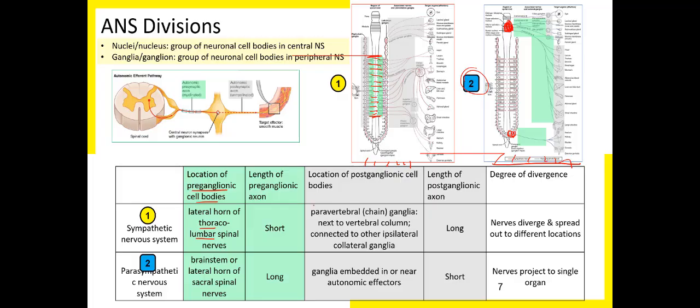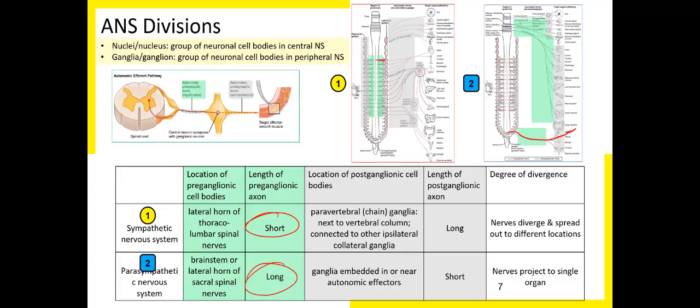If you look at the length of the preganglionic neuron, in the sympathetic nervous system they come from the spinal cord and are very short. So they have short preganglionic axons. But in the parasympathetic nervous system, they start either in the cranial nerves or in the sacral nerves, and they travel quite a distance. So the length of the axon of the preganglionic neurons of the parasympathetic nervous system is long.